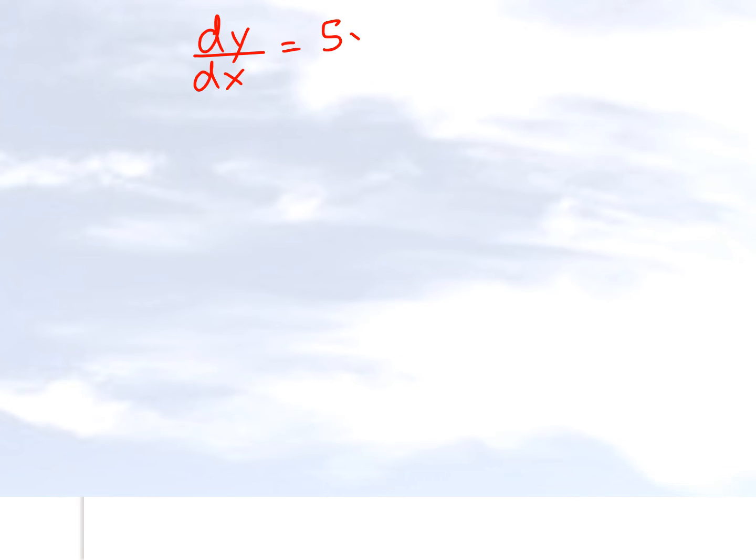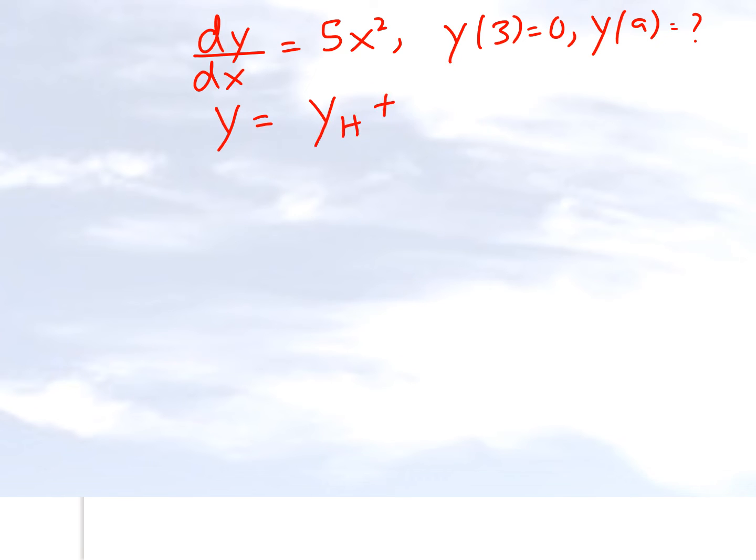Let's look at this first order differential equation which we have. We have dy by dx equal to 5x squared, we have y sub 3 equal to 0, and what we need to do is find y sub 9. Let's go to our classical solution technique, which says that the total solution is equal to the sum of the homogeneous part and the particular part. What the homogeneous part simply corresponds to is that this part is equal to 0. There is no forcing function as such.